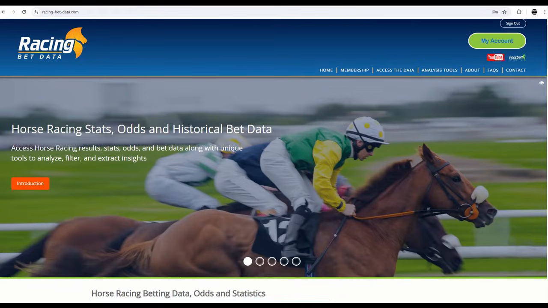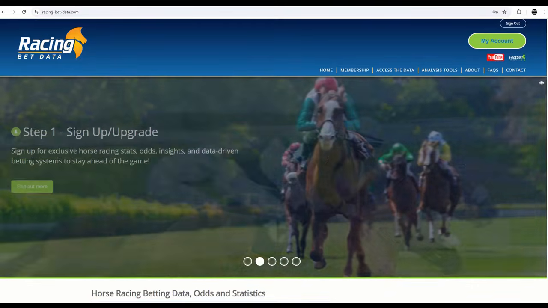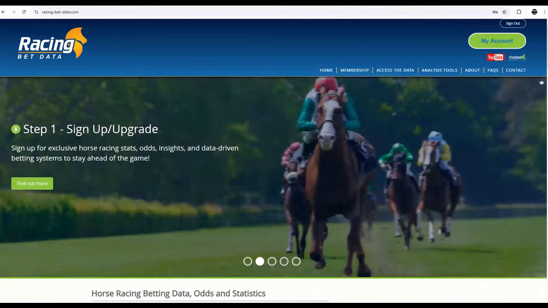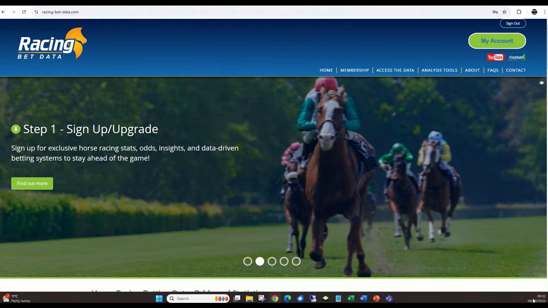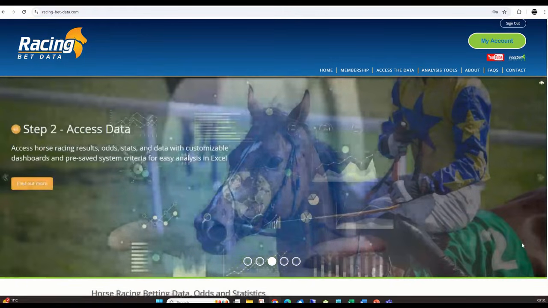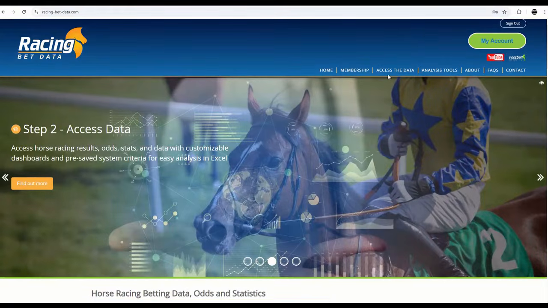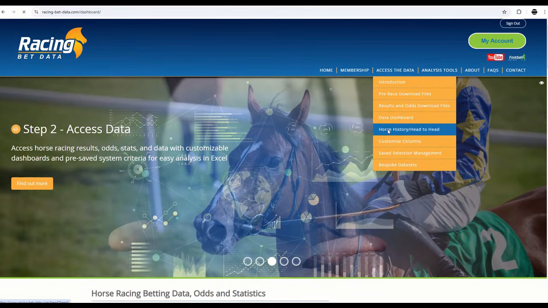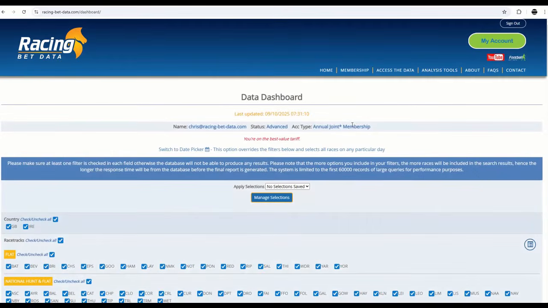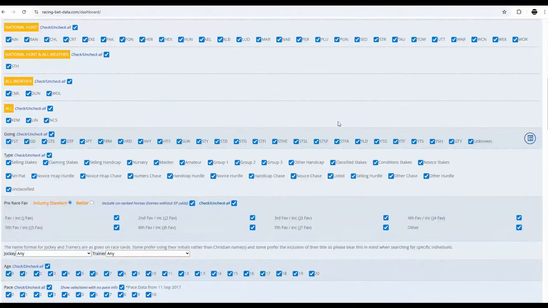Firstly, what I'm going to do is give you a walkthrough of what these new features are, and then we'll be able to dive into some real world examples using today's racing, 9th of October 2025. So before we look at today's data, let's get to the dashboard and generate yesterday's output, just so I can demonstrate the new layouts and functions.